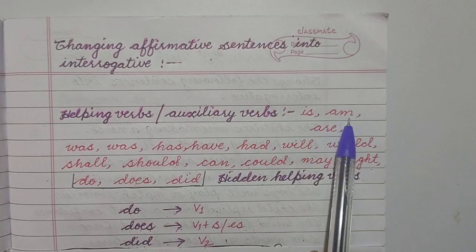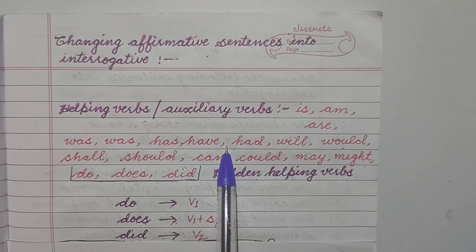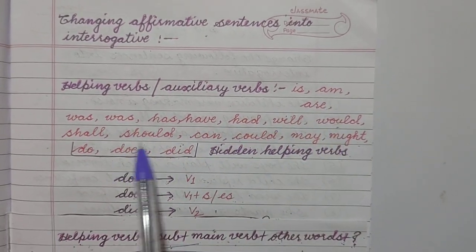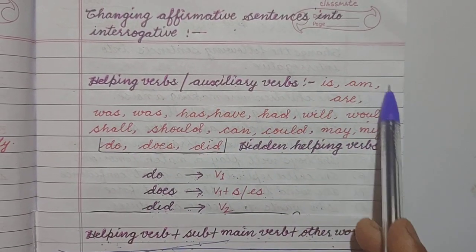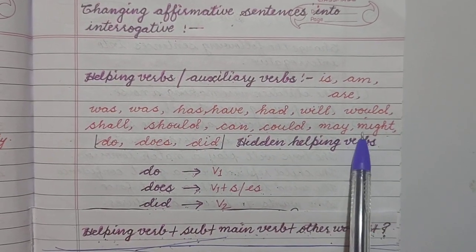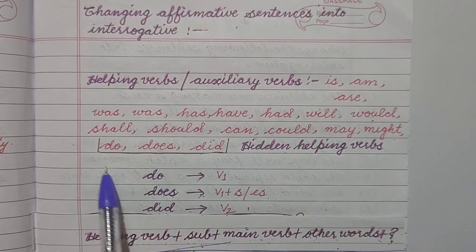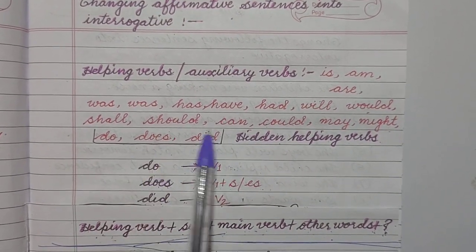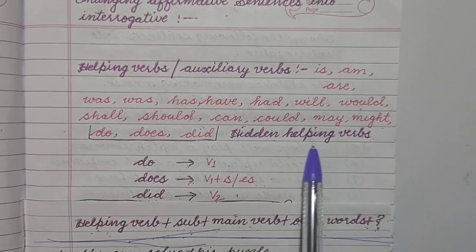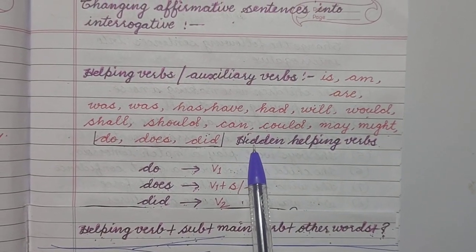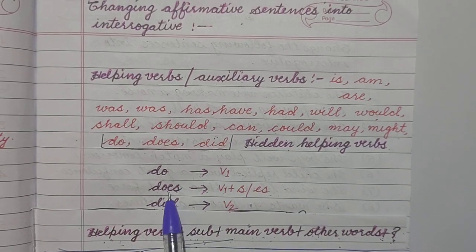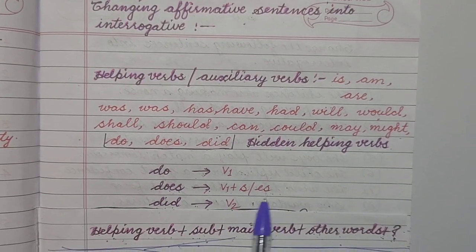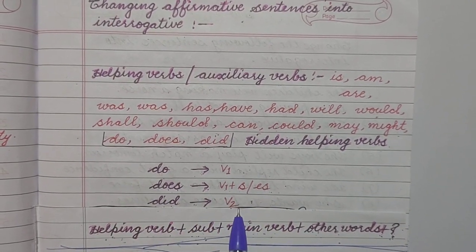And they are is, am, are, was, were, has, have, had, will, would, shall, should, can, could, may, might. All these are called visible helping verbs because they are visible in the sentence. And do, does, did, all three are called hidden helping verbs because they are hidden in the sentences. Do is hidden in V1, does is hidden in V1 plus S or ES, and did is hidden in V2.